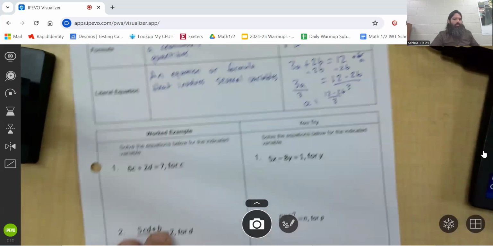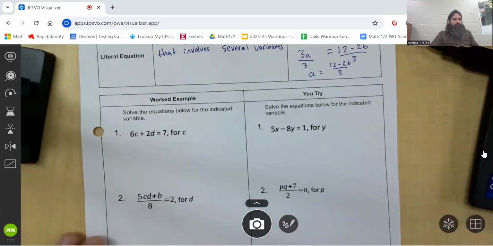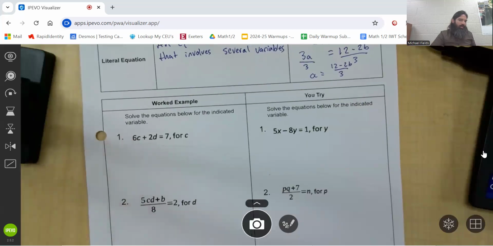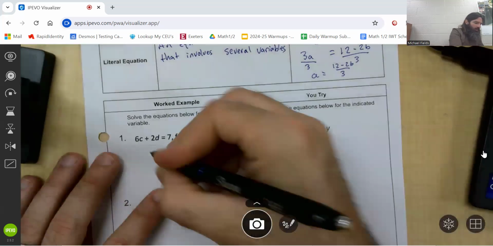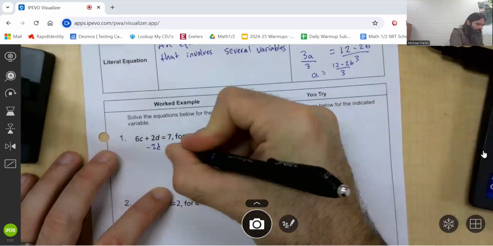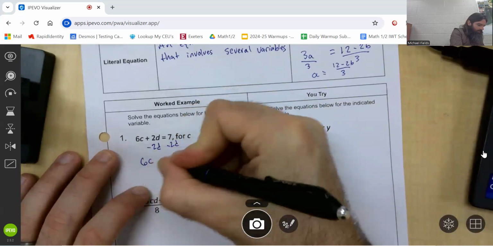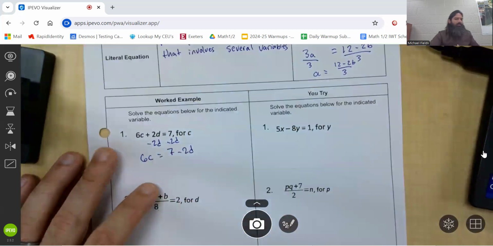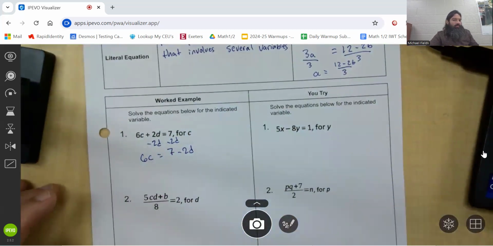All right. So let's look at another example down here. Number 1, 6c plus 2d equals 7. And we're going to solve that for c. So I know the variable that I'm trying to isolate is c. My first step is, well, let's get some things away from c. So I see a plus 2d. I can subtract 2d from both sides. 6c is equal to 7 minus 2d. Again, we can't combine those, so we just write the expression 7 minus 2d.